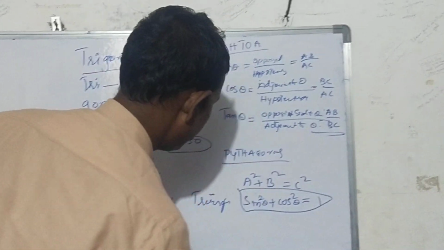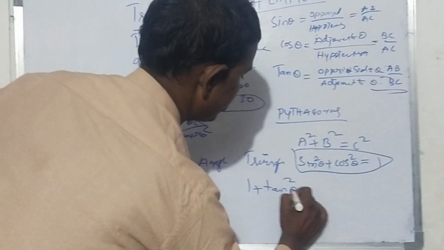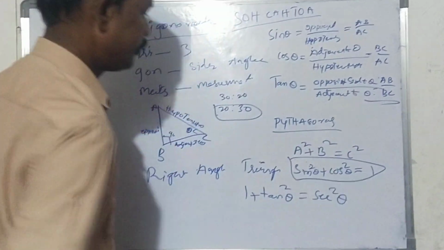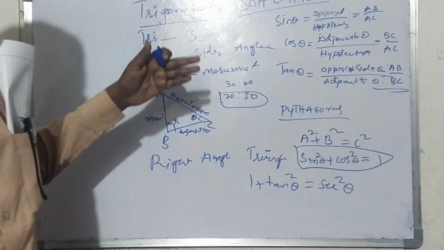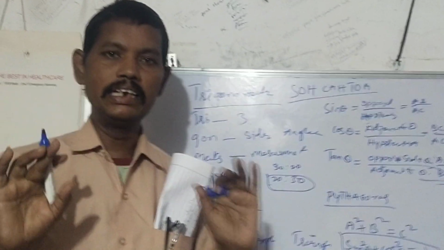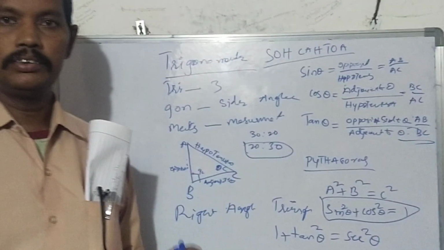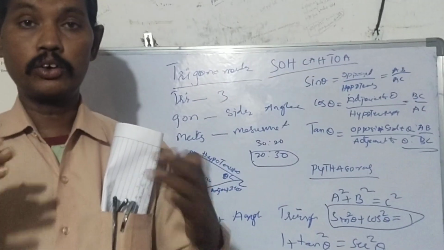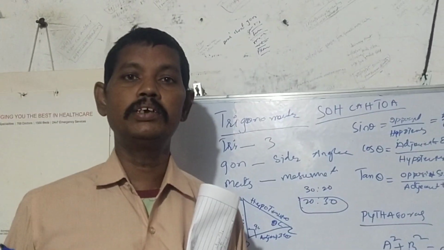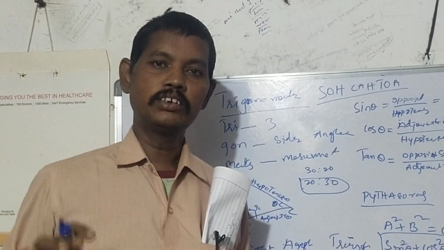And next, 1 plus tan square theta is equal to sec square theta. There are four formulas. This is a very simple topic, so be clear. Many students think trigonometry is very hard. No, this is a very simple subject. I will explain it easily. Okay, thank you so much.